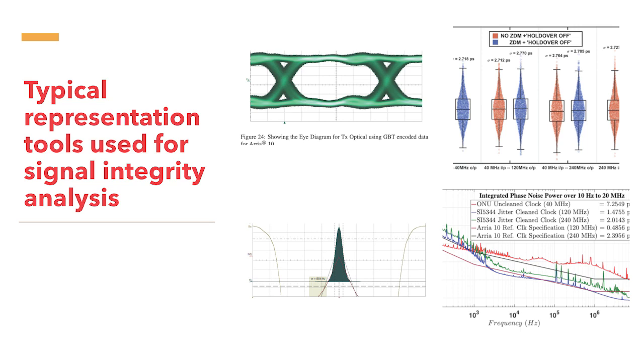Typical representation tools used for signal integrity analysis. Now, when you develop this type of architecture, like the asynchronous serial link architecture, there is a dedicated branch in electronics called signal integrity analysis. And in this slide, I just want to give you a glimpse of some of the representation tools that are used. One that you already know from your BTech studies is the eye diagram.